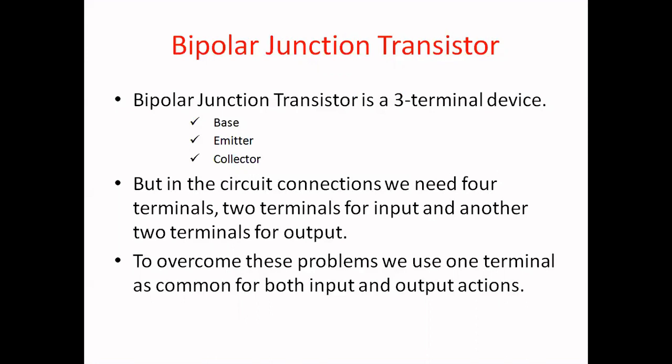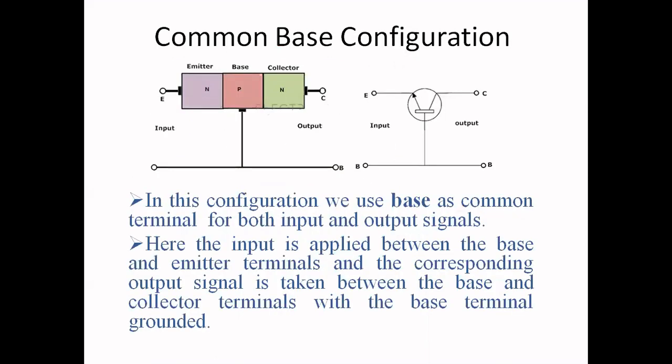How can we do this? To overcome this problem, we use one terminal as common for both input and output. So we have three terminals for BJT. Can I make the base common for input and output? Let's see the figure of that. Here you can see, I'm using an NPN transistor. The types of BJT are NPN and PNP. Here this is emitter, base, collector. I'm making the base common to input and output.